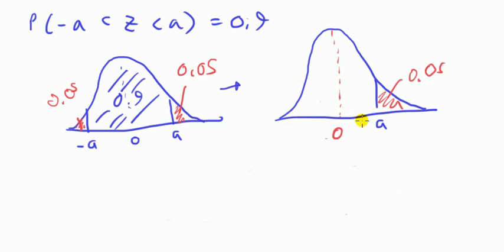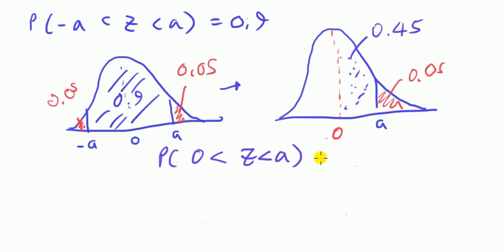If that's the case, what is the area between 0 and a? What is that area there? Well, it must be 0.45, because then it'll add up to 0.5. In other words, to get the value of a, we look up in the table to find this 0.45.